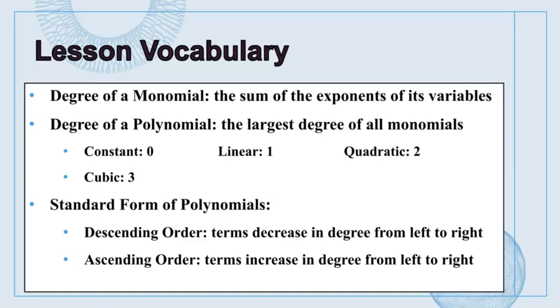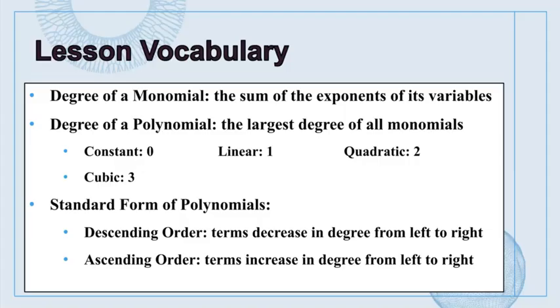If you have a constant, those have a degree of 0. Linear functions, a degree of 1. Quadratic has a degree of 2. Cubic has a degree of 3. Now there are more, so a degree of 4 would be quartic, and a degree of 5 would be quintic. But right now for this video, we're just going through 0 degree to 3 degrees.